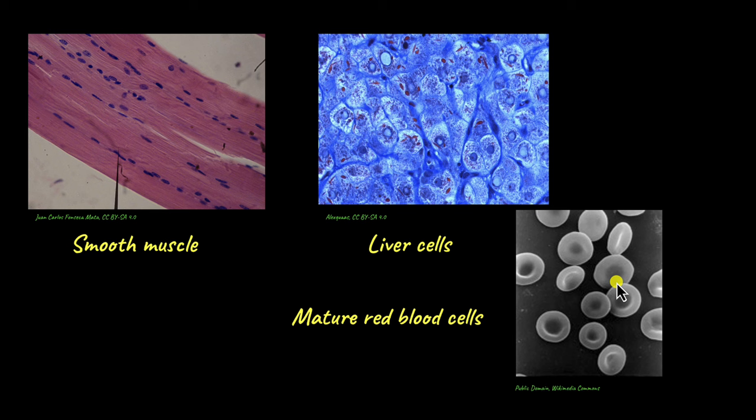If they don't have a nucleus, how do you think then these red blood cells divide? And how do you think they produce proteins inside the cells? Think about that. And while you're at it, can you recall some cells in plants that have more than one nucleus?